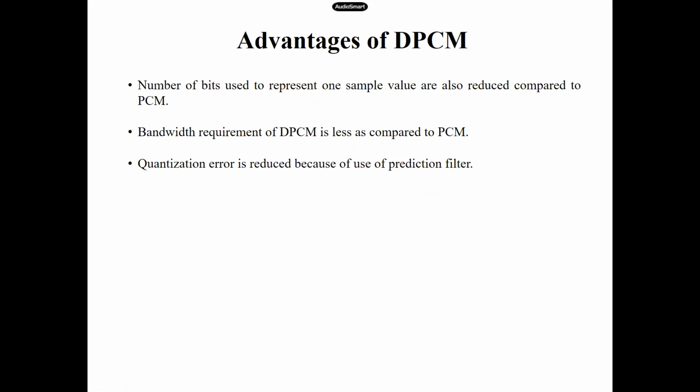Advantages of DPCM over PCM: the number of bits used to represent one sample value is reduced compared to PCM. Bandwidth requirement is less as compared to PCM. Quantization error is reduced because of the prediction filter.